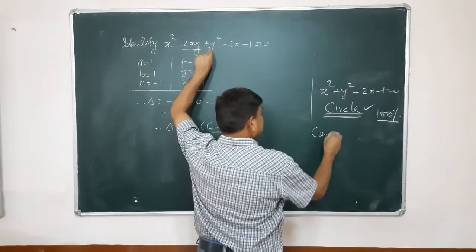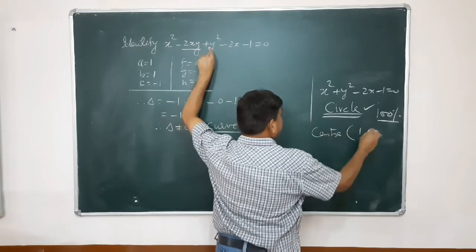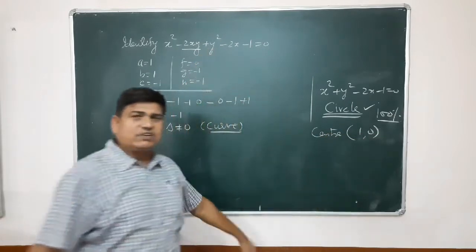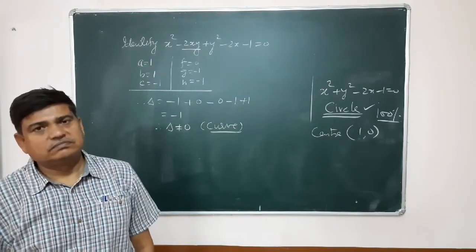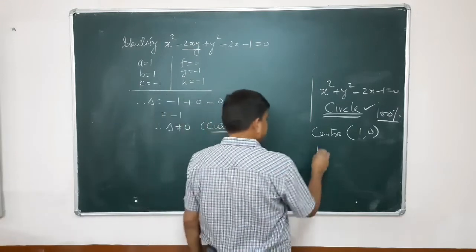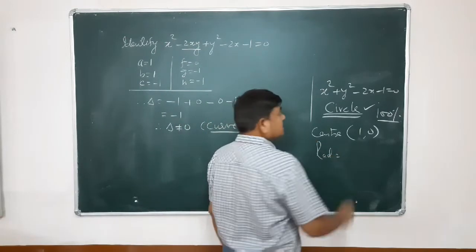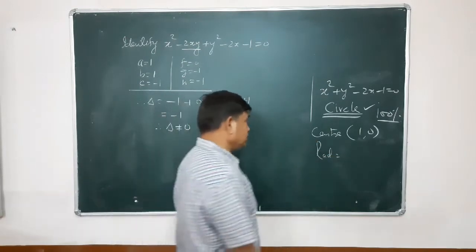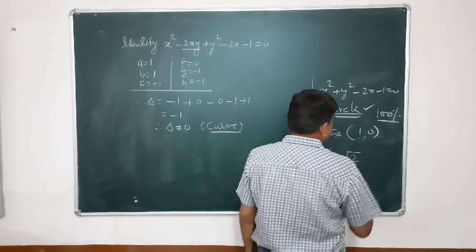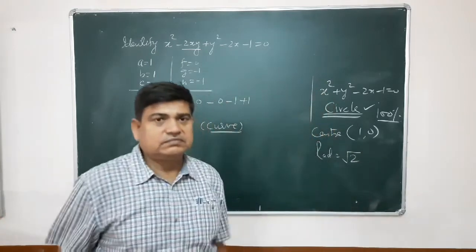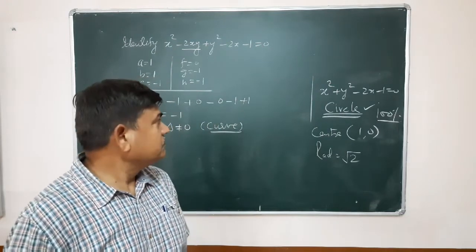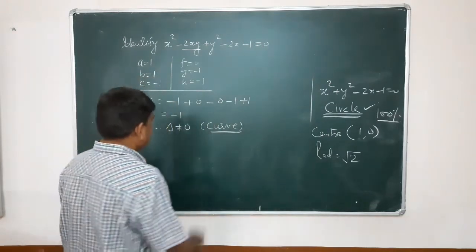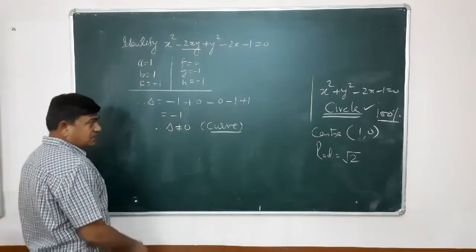What is the center? I will not repeat. I will write the answer straightforward. What is the radius? Root 2. You calculate yourself. Radius is root 2, center is (1, 0). Okay, so delta is not equal to 0 for our curve.